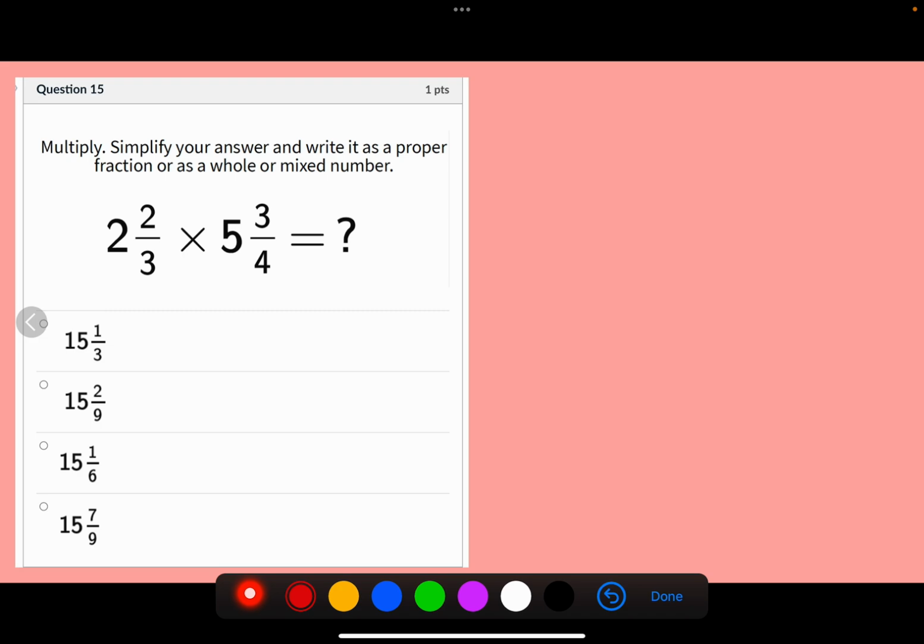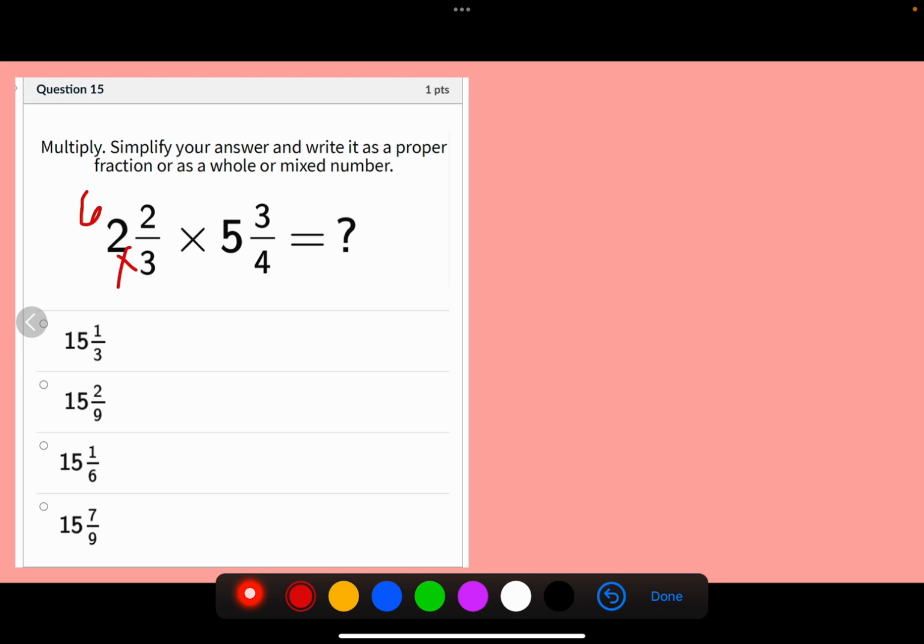So, this looks funky. It does. It looks weird, and it's going to be hard for us to multiply with this. So, instead, what we need to do is make these mixed numbers improper. The way that we do that is we do 3 times 2. Multiply these two. 6. 6 plus 2 equals 8.